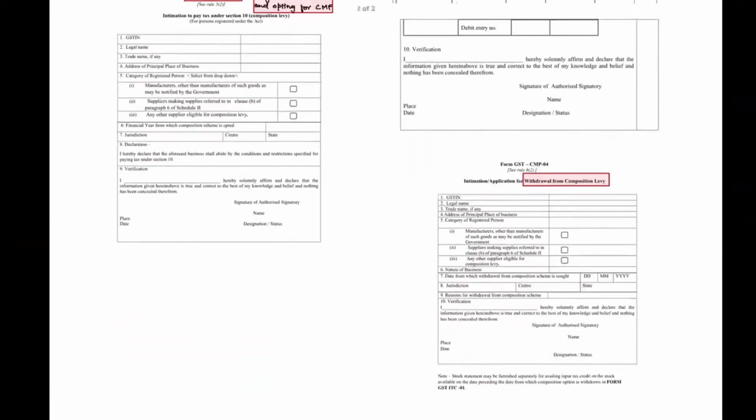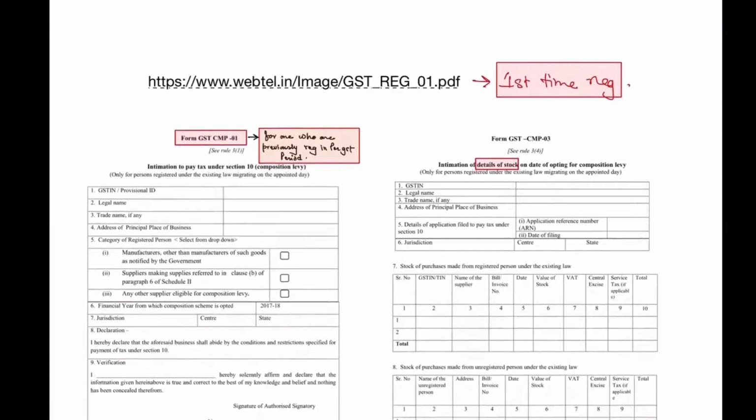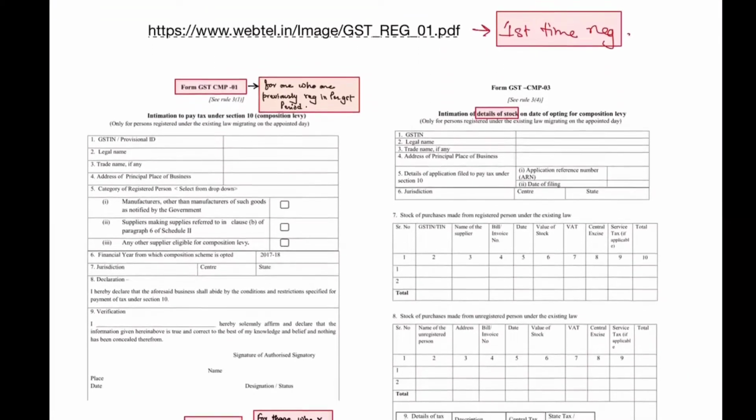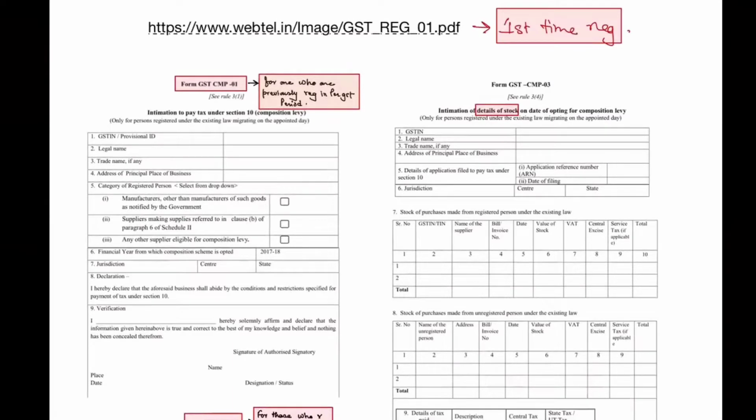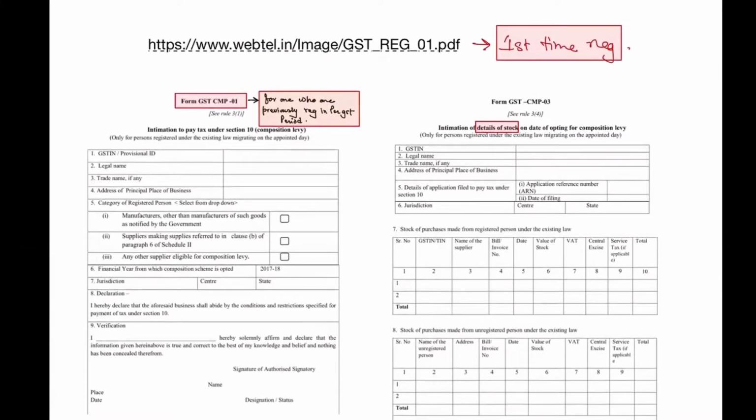Okay, there is one circular regarding OIDAR services, and then we'll move on to our illustrations from that. Okay, so let's begin.